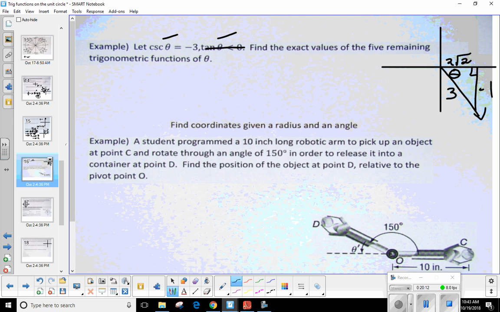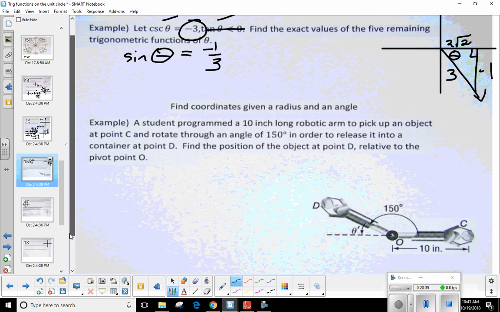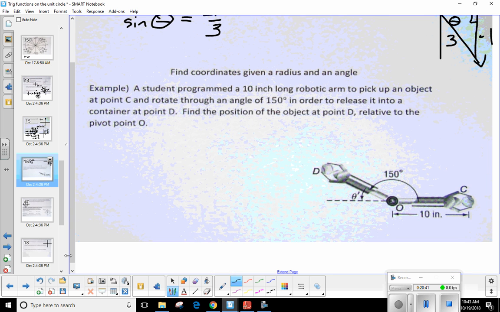Let's start with sine. Sine, remember, is y over r. So what would that be? Negative 1 over 3. And that makes sense because the reciprocal of negative 3 is negative 1/3. And then you would just continue. I'm not going to worry about finding the rest of those. I'm confident that you guys can do that, and we're going to continue to practice. But let's go ahead and look at another problem.